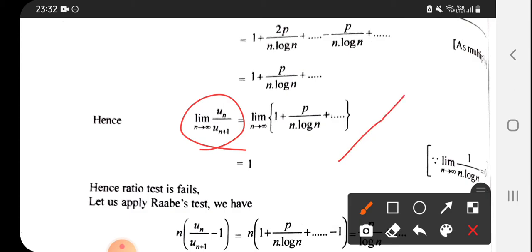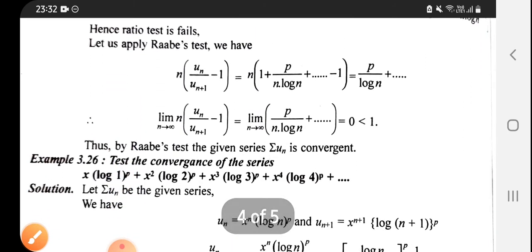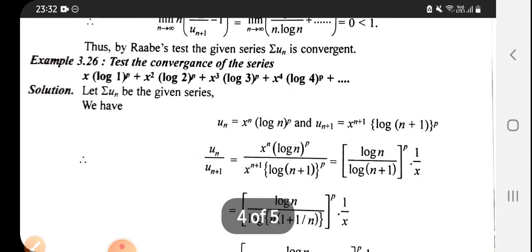And we know that for this the ratio test fails. That's why by Raabe's test, n into (un upon un plus 1 minus 1), we get 0, and 0 is less than 1. That's why by Raabe's test this series is convergent.